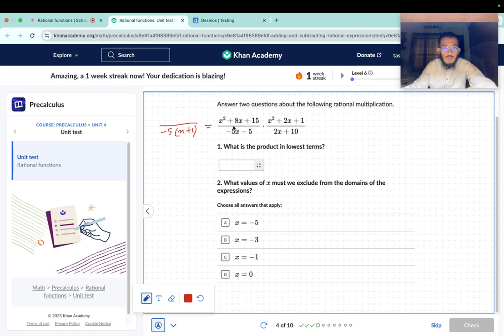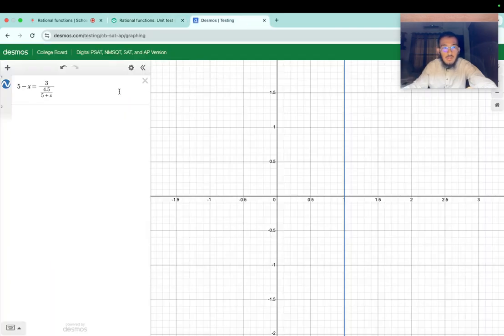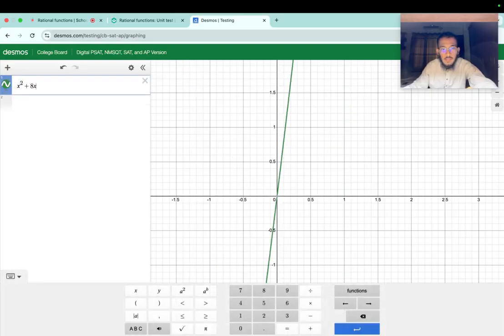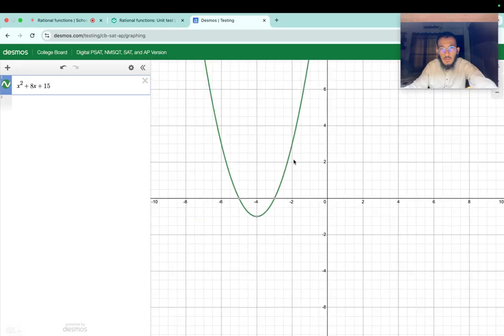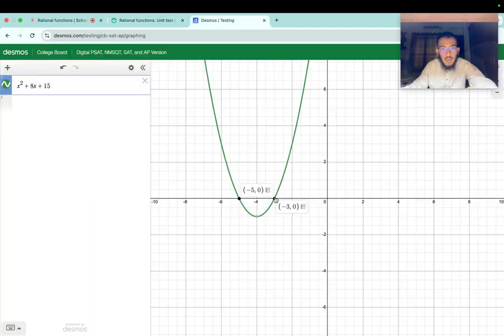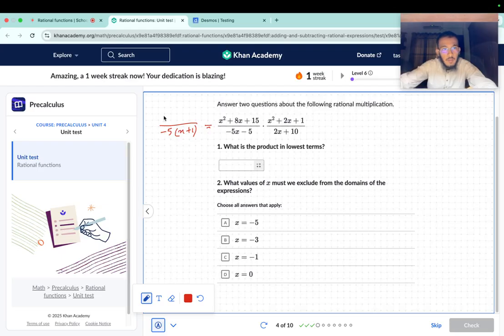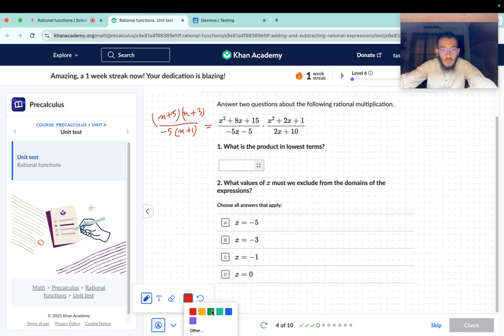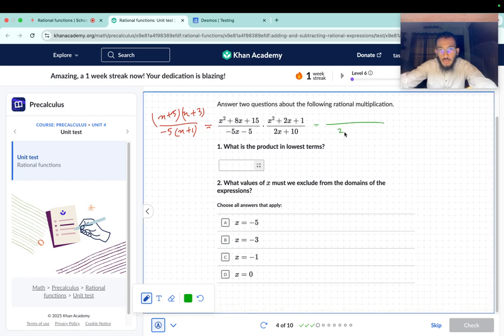And if I want to factorize this, x squared plus 8x plus 15, I get negative 5 and negative 3. That means x plus 5, x plus 3. If negative 5 and negative 3 are the roots, then the factors are x plus 5 and x plus 3.